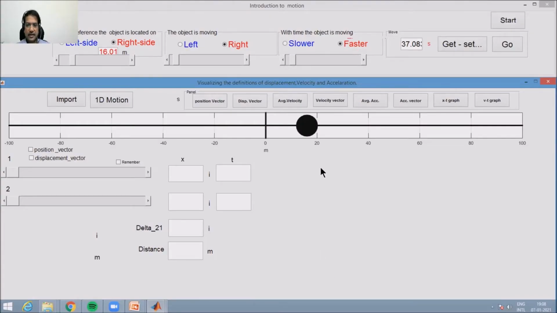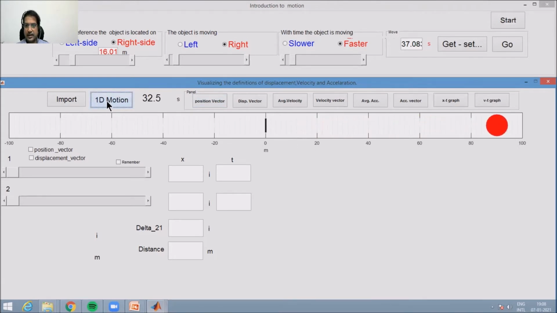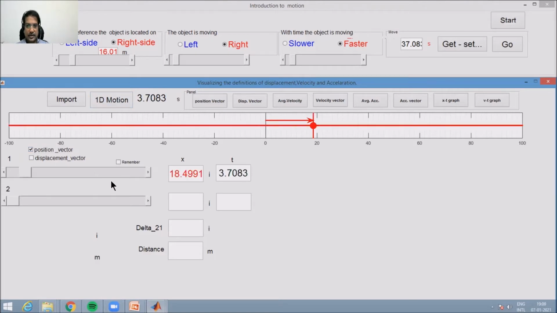For visualization, we have an object placed at 16 meters and it would move towards right. Until I press the import button, we'll be discussing about this motion. First, let us look at the position vector at first instance of time. So at 3.70 seconds, the object would be at 18.49 meters. And at second instance of time, the object would be at 33.18 meters at 13.86 seconds.